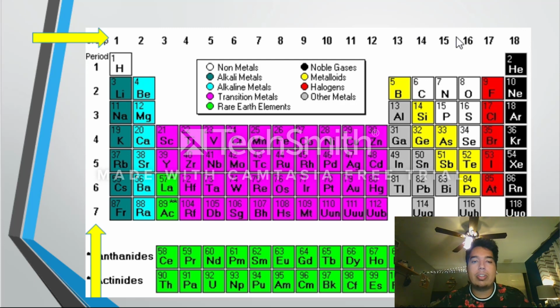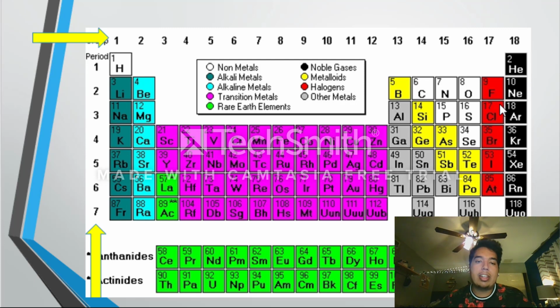So with 13, 14, 15, 16, 17, and 18, you should typically subtract 10 from those. So this would be 3, 4, 5, 6, 7, 8. So you can continue 1, 2, 3, 4, 5, 6, 7, 8. These have 3 valence electrons. These have 4 valence electrons, 5 valence electrons, 6, 7, and 8.